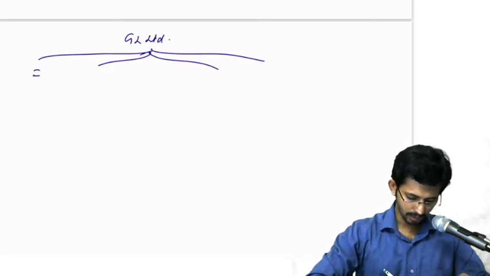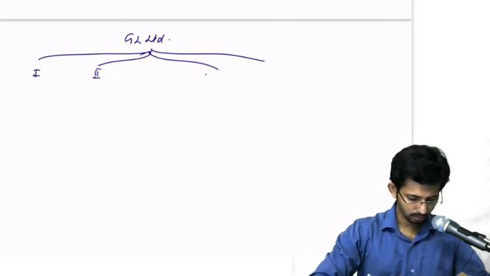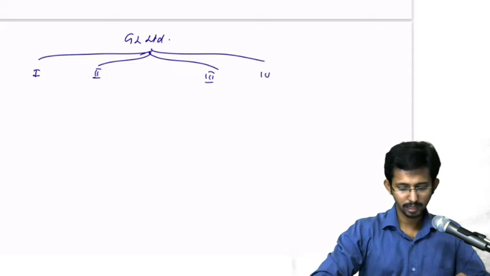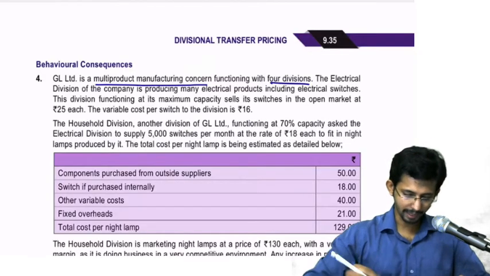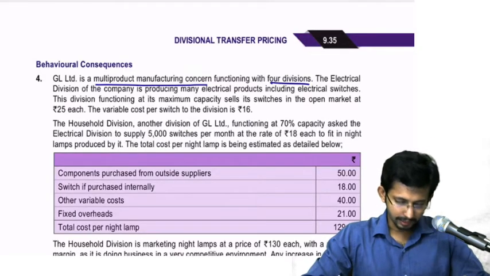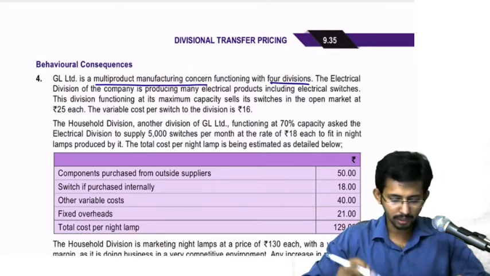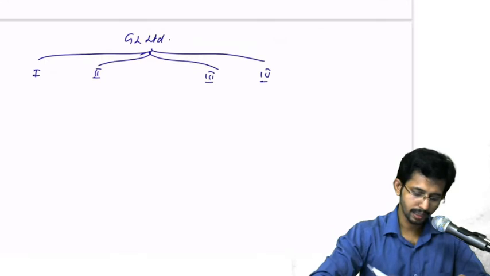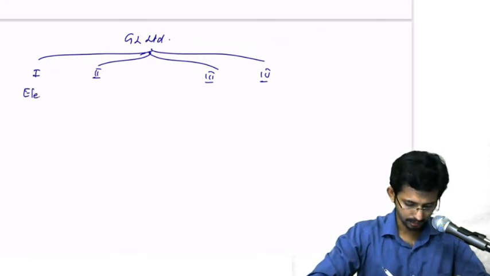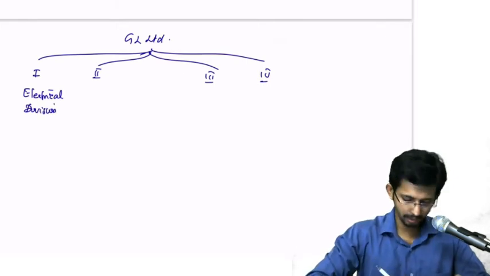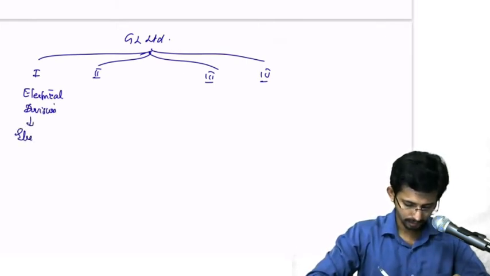Okay, division 1, then 2, 3 and 4. Produces many products. Okay. Then the electrical division of the company is producing many electrical products including electrical switches. Okay, so there is one division, electrical division. Electrical division is producing many electrical goods including electrical switches.